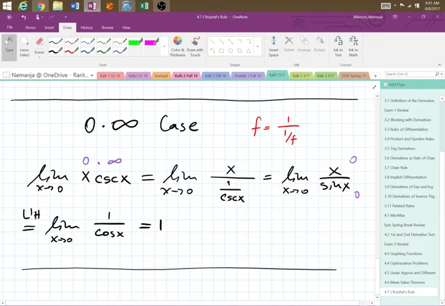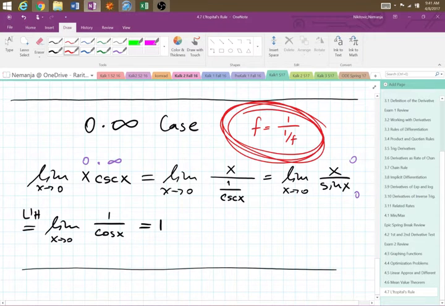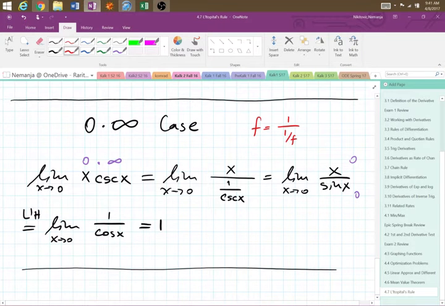So we are going to use this formula every time when you have 0 times infinity or infinity times 0, commutative, right? You will use this formula to turn it into either infinity over infinity or 0 over 0.